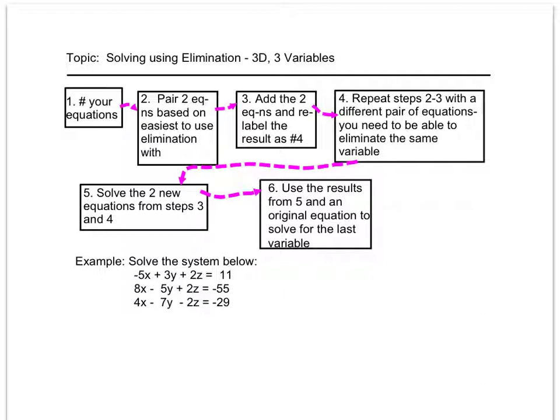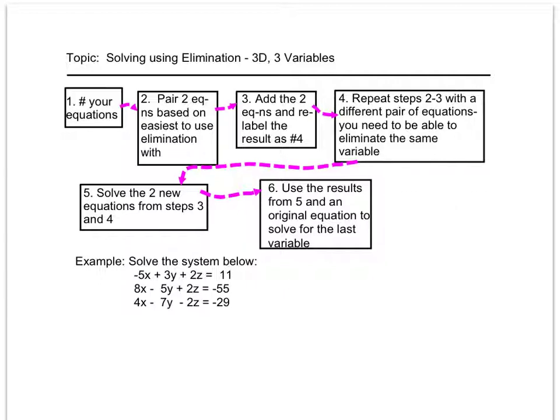We'll start again by numbering our equations. That's just going to help us with keeping our work straight. Then I'm going to pair 2 of my equations based on the easiest to use elimination with. I will add those 2 equations together and relabel the result as equation number 4. Then I'm going to do those same 2 steps with another pair of equations. The big thing I have to make sure is that I eliminate the same variable in both of my pairs.